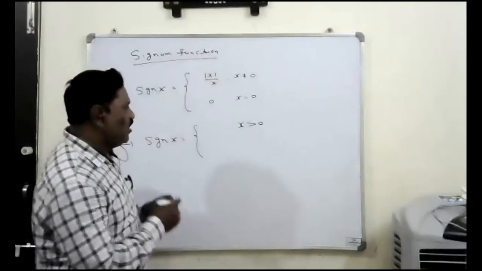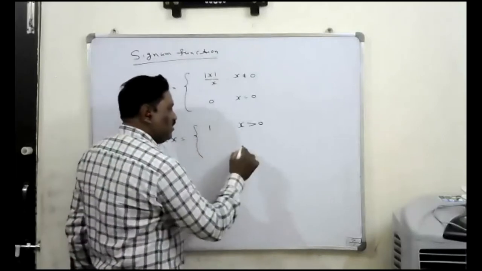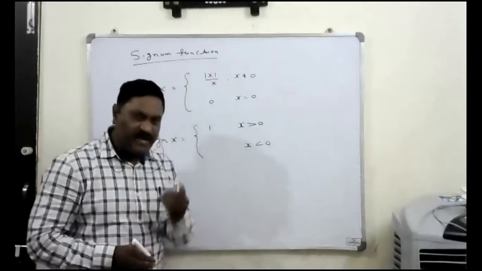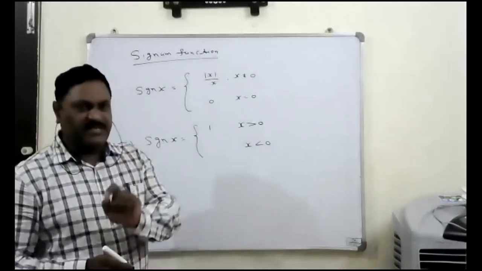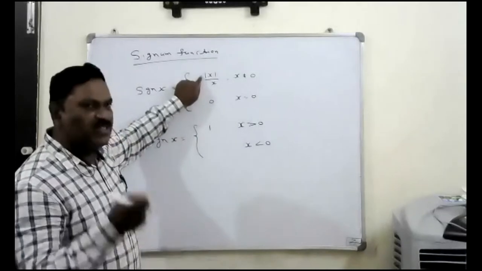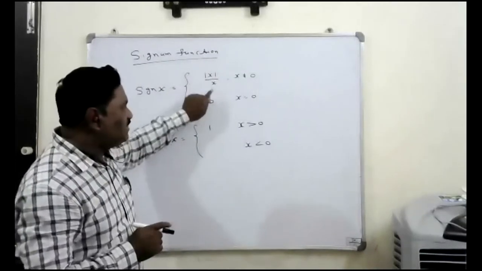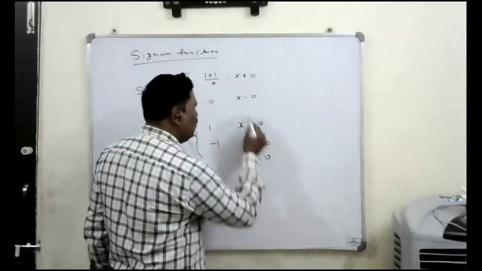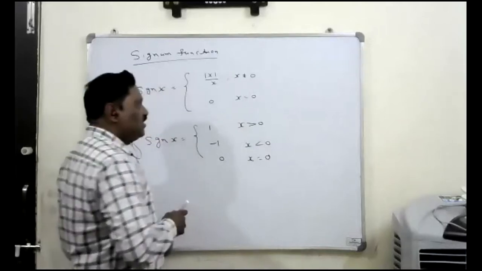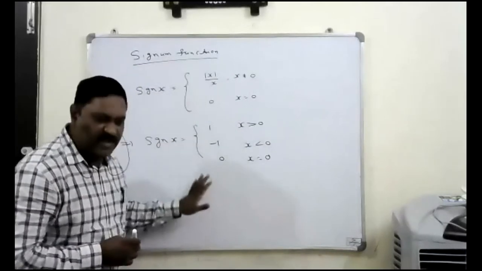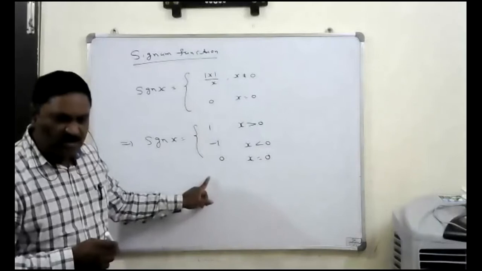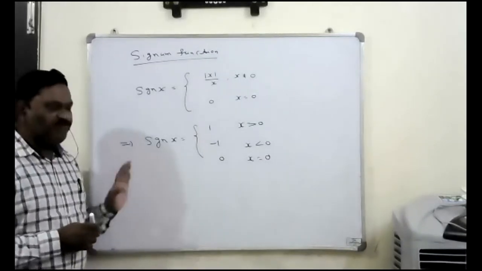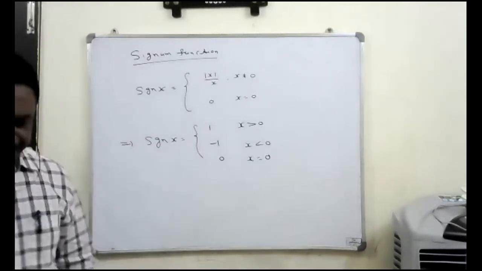x by x is 1. This becomes 1. When x is negative, the definition of mod x is that mod x is equal to minus x. So if we replace mod x by minus x, minus x by x is minus 1. And when x is equal to 0, it is 0. So the same function we can redefine like that. This is called the signature function or signum function.